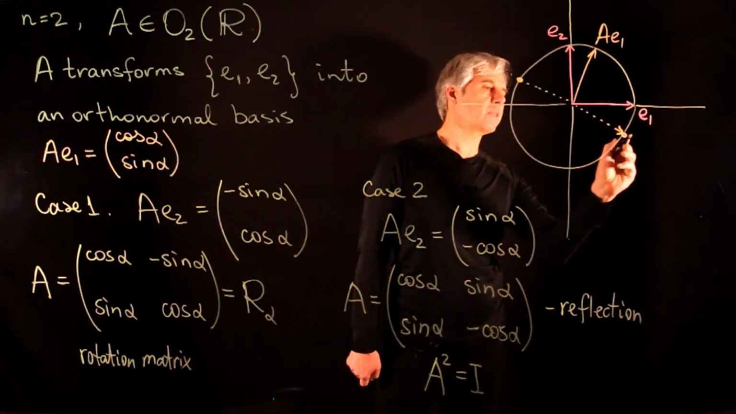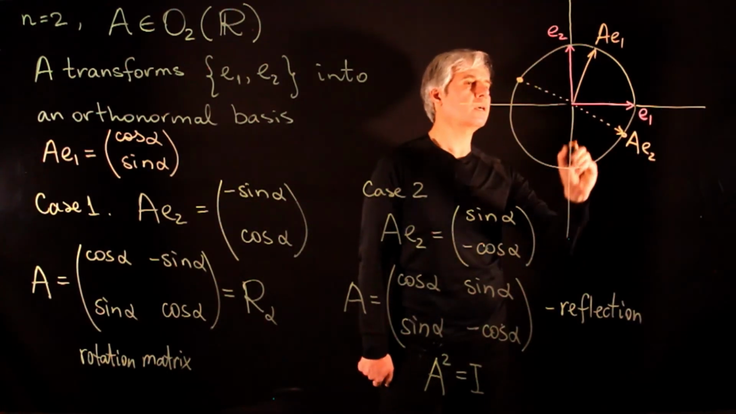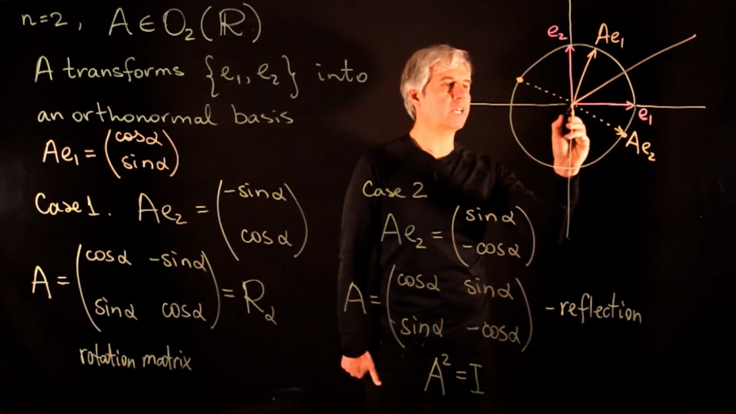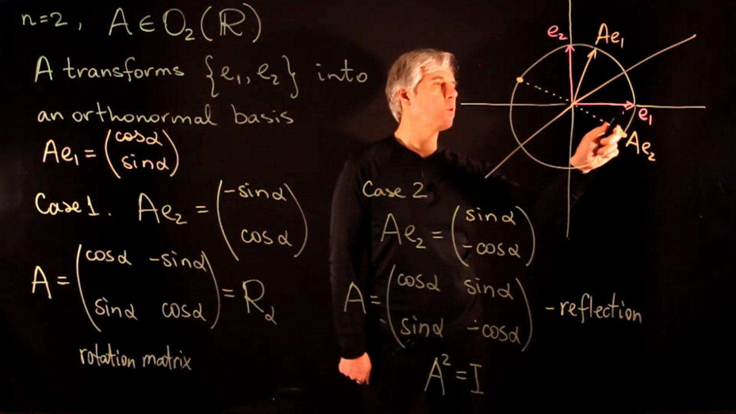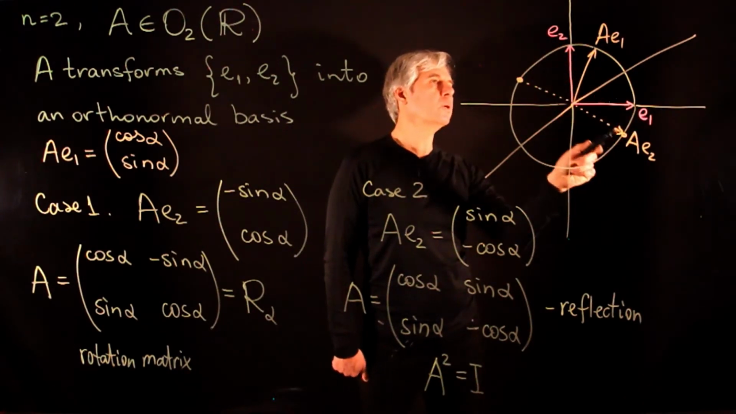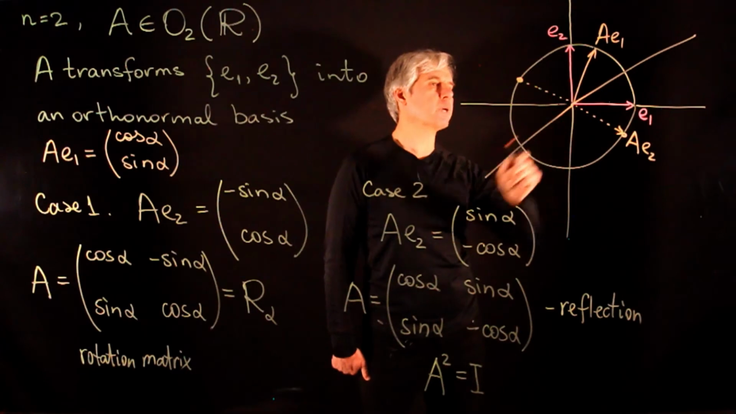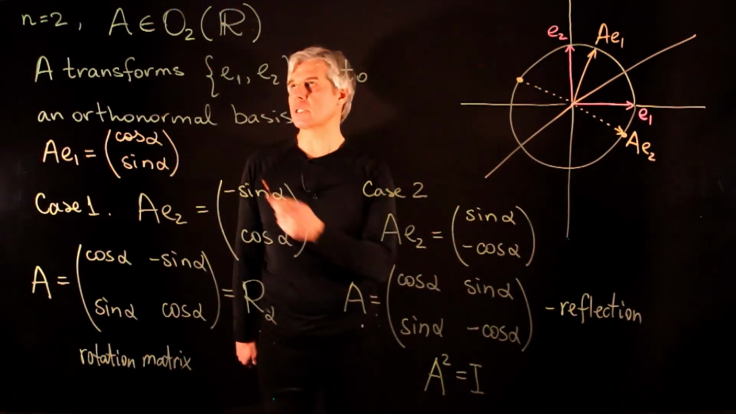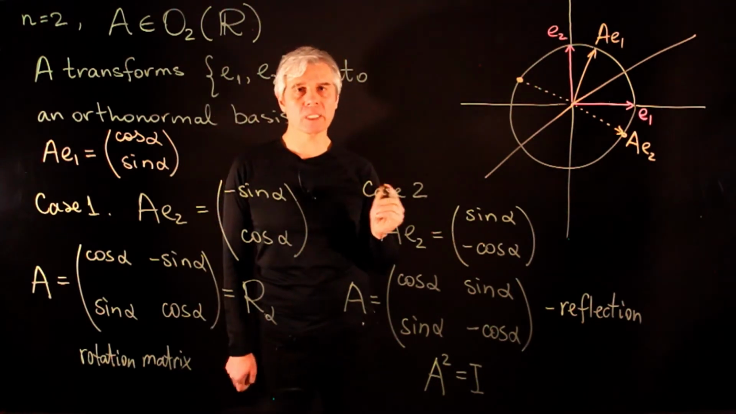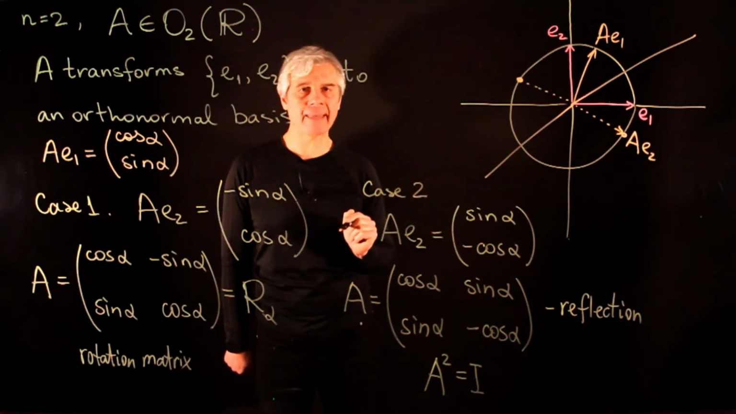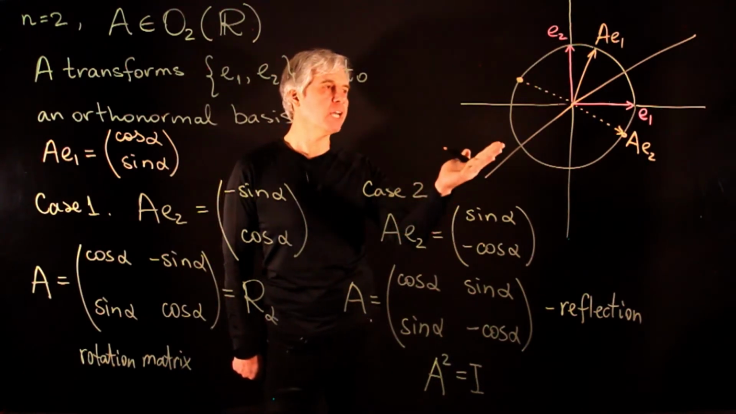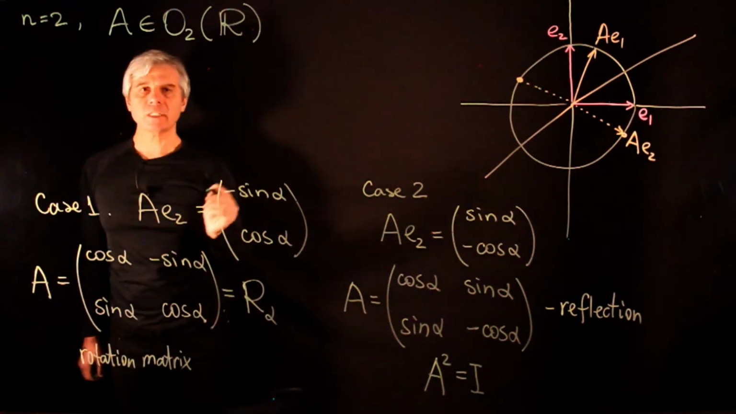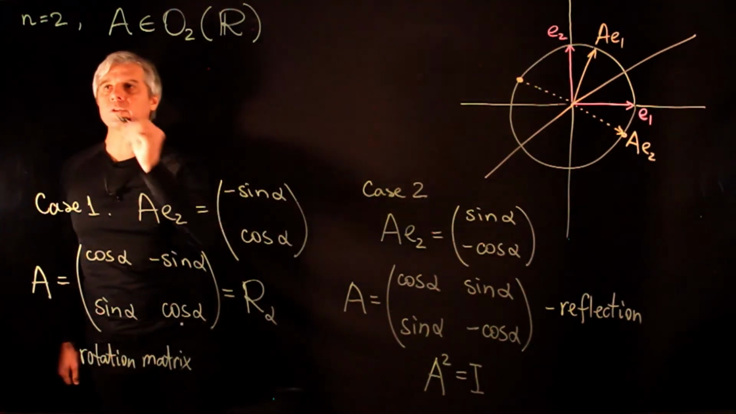Specifically, if we say that AE2 is here, then this will be the axis of reflection. So we see that both E1 and E2 are reflected with respect to this line. And we conclude that there are two types of transformations in the group O2. These are rotations by an arbitrary angle, and reflections with respect to arbitrary lines that pass through the origin. This classification may be described in terms of determinant.